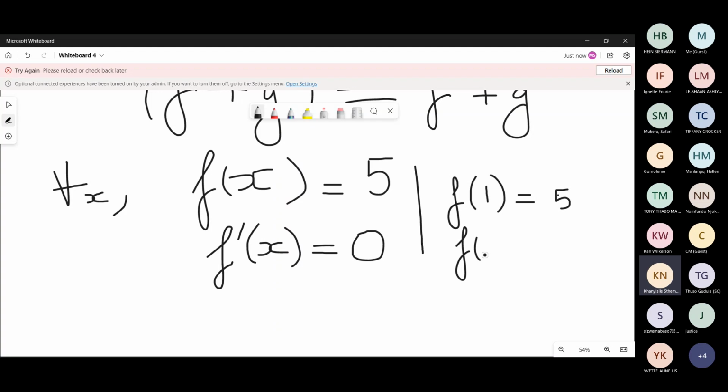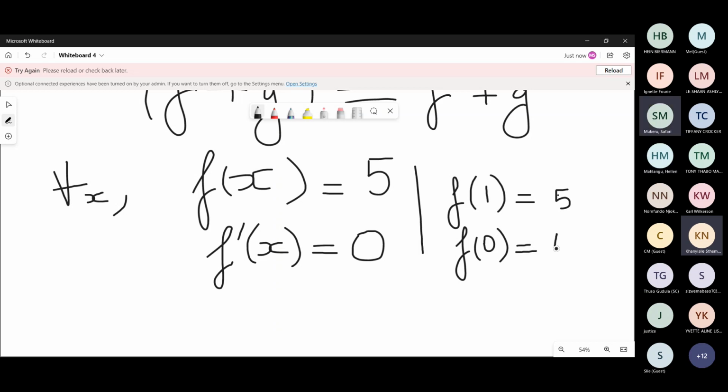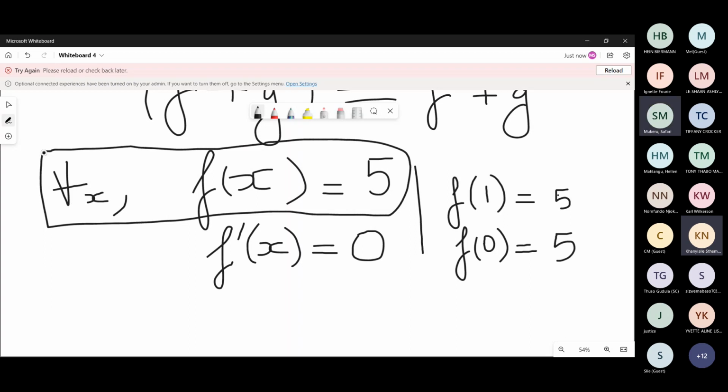What is f of 0? No, it's not zero, it's five. Look here, please. For every x, f of x is equal to 5. This is a constant function. All the values of x have the same image, 5. So any number is such that f of that number is equal to 5. Now they ask you, what is f of 1? Of course it's 5. f of 0 is also 5. It's a constant, the same value everywhere.